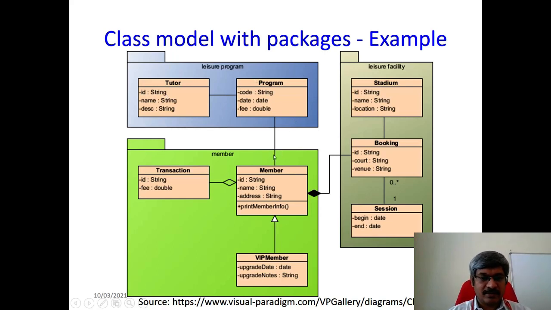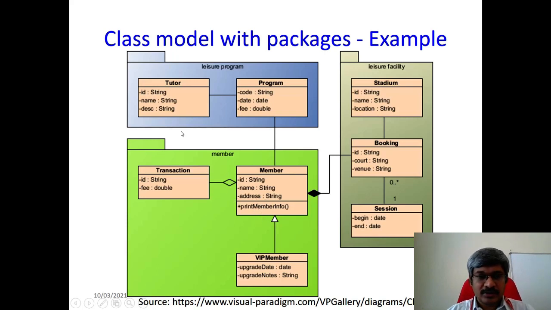But then there will be several members who will be participating in this program. The member will have the name, address, and his info. You can also generalize this, and there can be VIP members as well, which extends this feature. When he has upgraded, that information is there. Upgrade notes are also there. There can be several other features. And say, if the member is having several transactions, it will have an ID and how much fee he has paid.